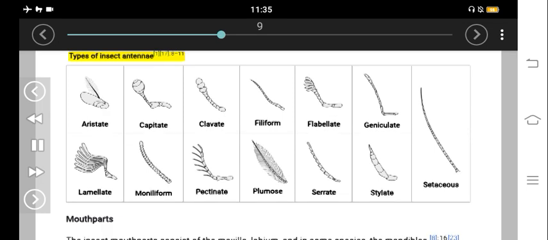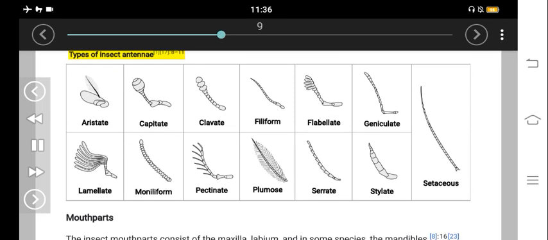Types of insect antennae: aristate, capitate, clavate, filiform, flabellate, geniculate, setaceous, lamellate, moniliform, pectinate, plumose, serrate, stellate.